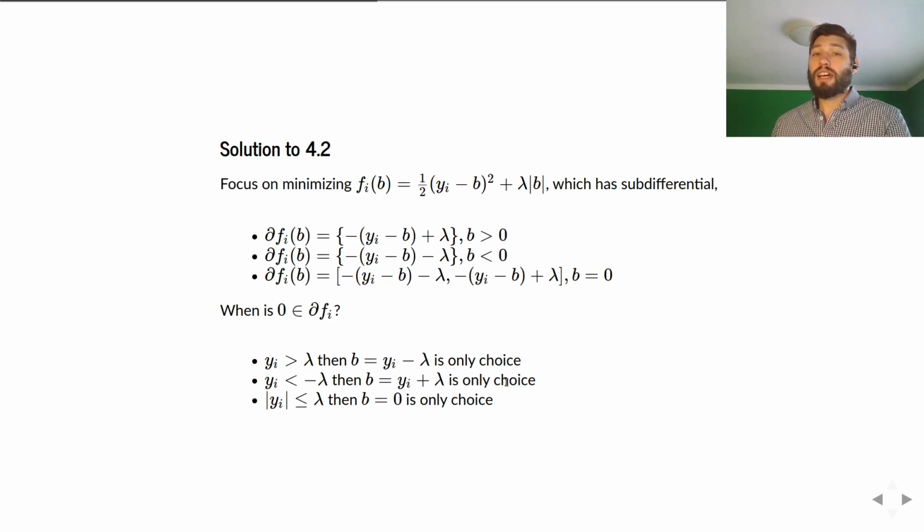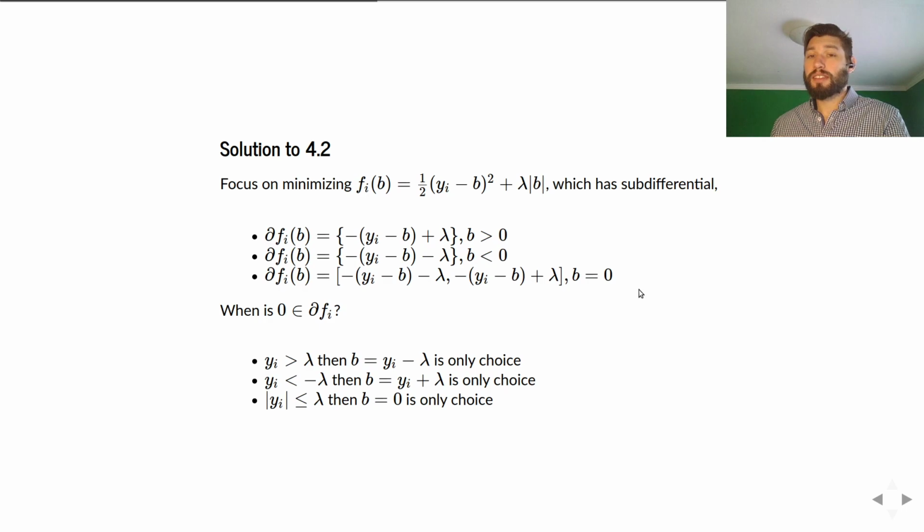Right? Now let's consider this following case. We want b to be equal to 0 in this case, for this case to hold, and then we need that 0 lies within this interval, and that's if yi in absolute value is less than or equal to lambda, right? If it's between minus lambda and lambda. We can see that we just plug in 0 for b here. We have minus yi minus lambda, and we have minus yi plus lambda. For 0 to be in that, yi in absolute value has to be less than or equal to lambda.